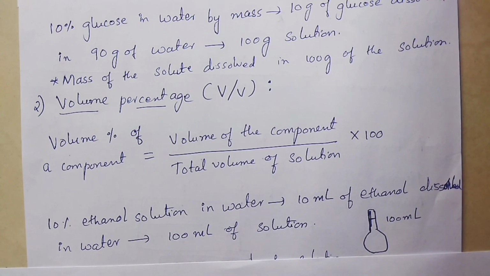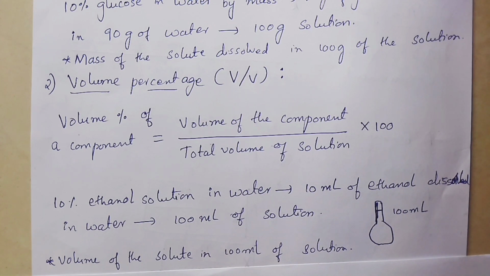So how to prepare it? If you have a 100 ml standard flask in your laboratory, add 10 ml of ethyl alcohol into it, then make it up to 100 ml by adding water. That gives you 10% ethanol solution. In simple words, volume percentage is the volume of the solute in 100 ml of the solution.